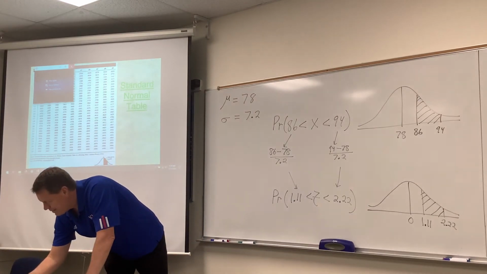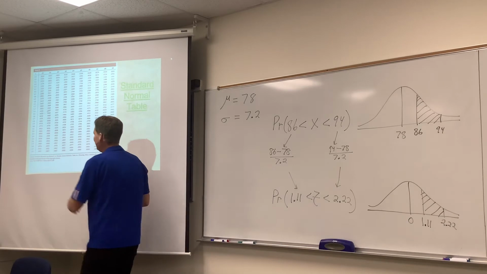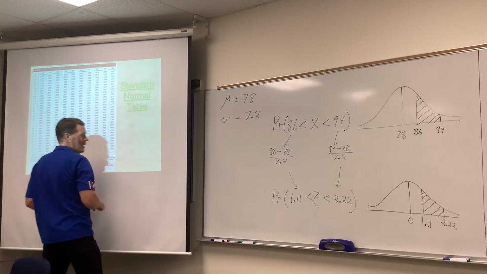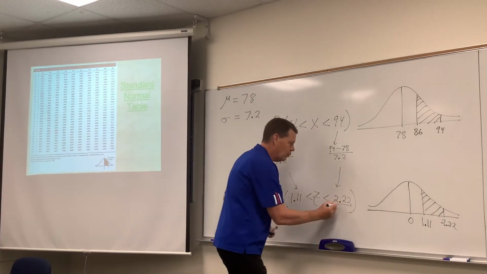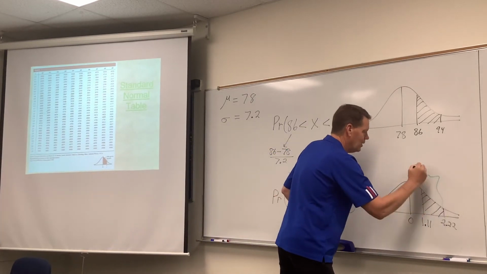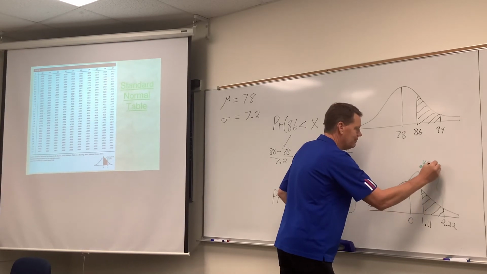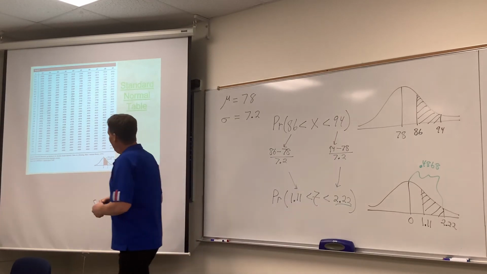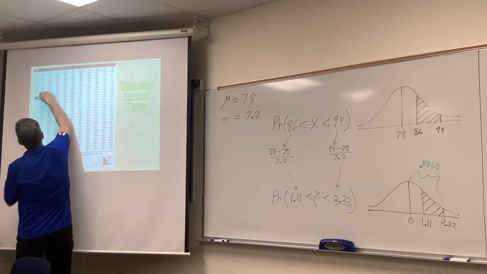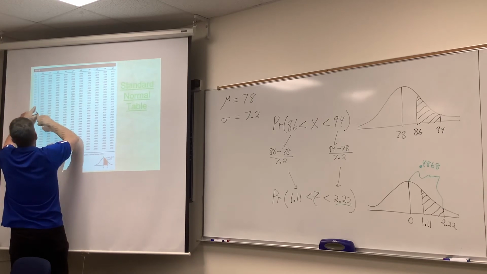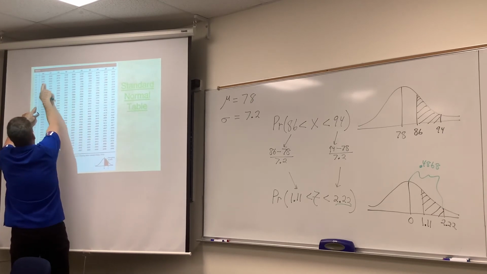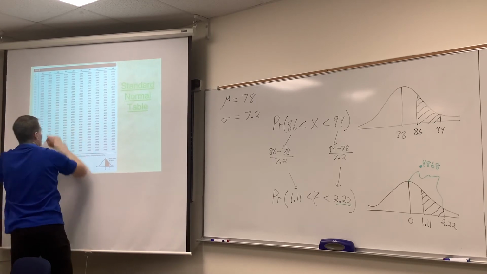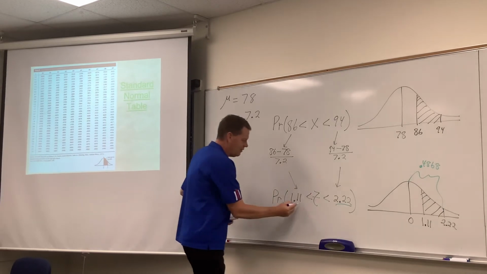All right, so anyway, if we look up the 2.22, that gives us a middle region of 0.4868, and that would be this region right here. That's from here to the middle. This table always gives you that middle sliver. And then likewise 1.11: these rows get you out to 1 decimal, the columns get you the 2nd decimal. So the intersection of 1.1 and 0.01 is 0.3665.